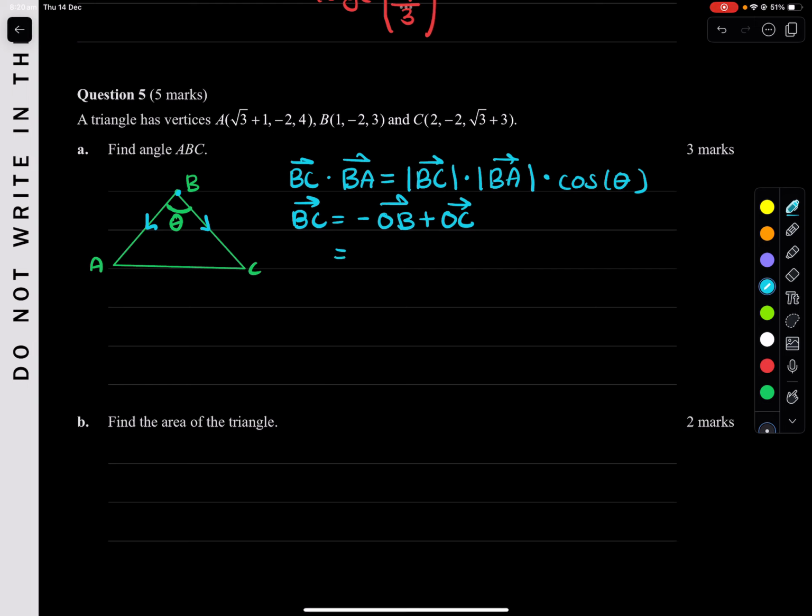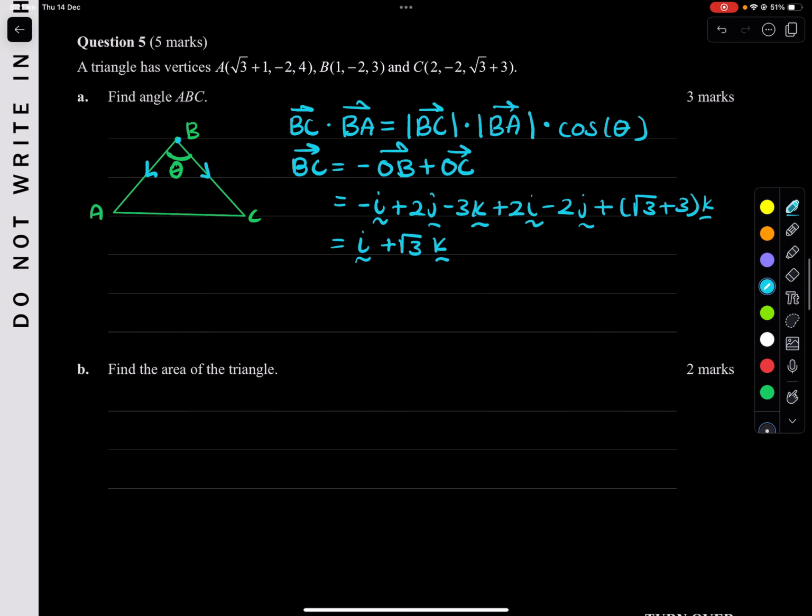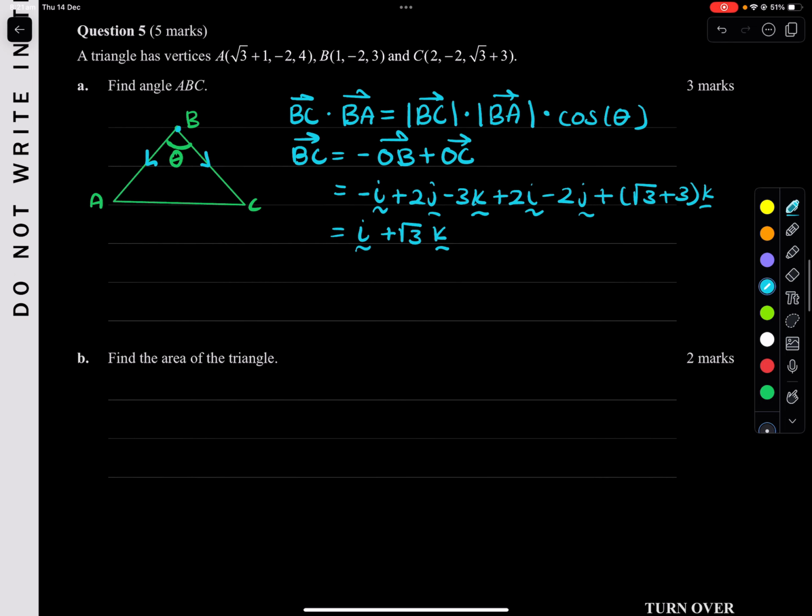Hence, what is OB? Which is this over here. So it'll be negative i plus 2j minus 3k. So C is plus 2i minus 2j plus root 3 plus 3k. So simplifying that, the j's cancel out, that's great, plus pretty much root 3 k. Yes, great. So we have that. That's your BC, and now we just need to find BA.